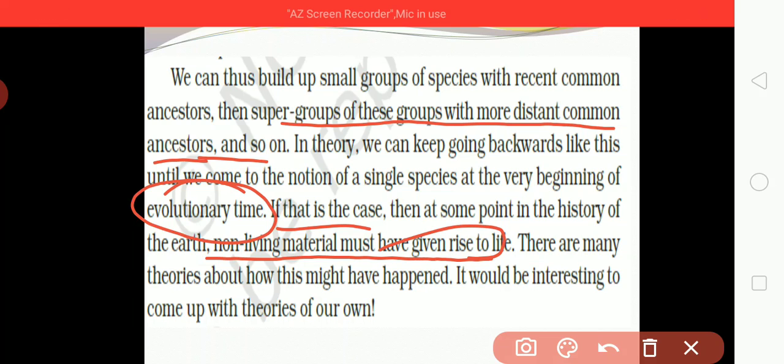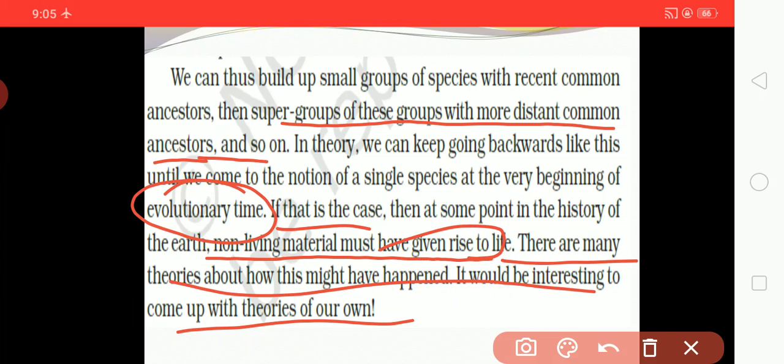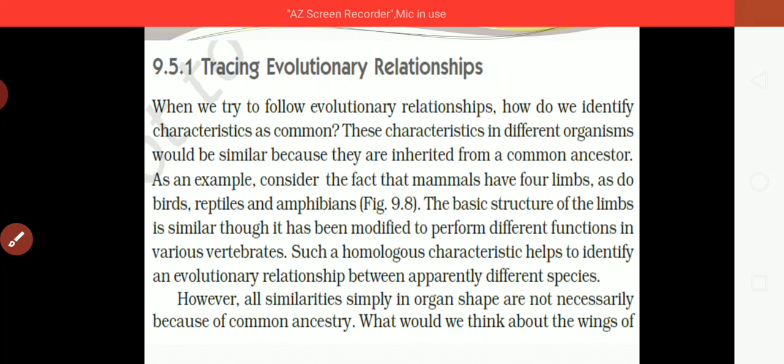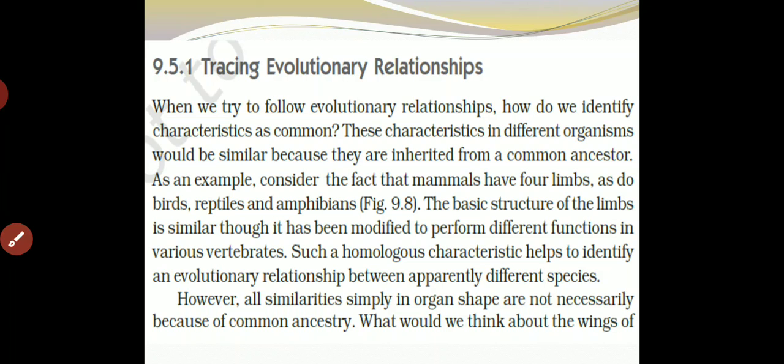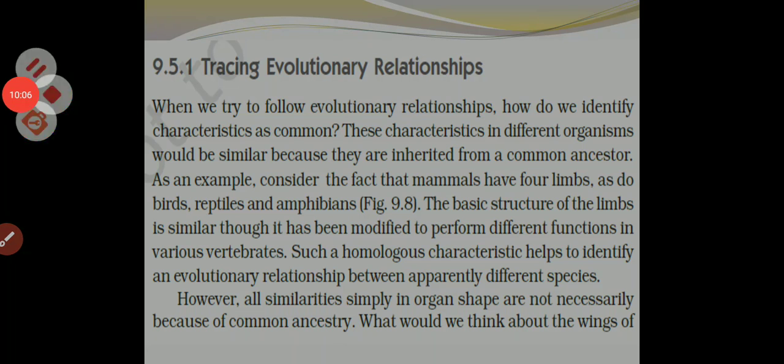There are many theories about how this might have happened. It will be interesting to come up with theories of our own. If we talk about this, we should follow our own characteristics as well as theory. From that we can identify our classification. Now, tracing evolutionary relationships.